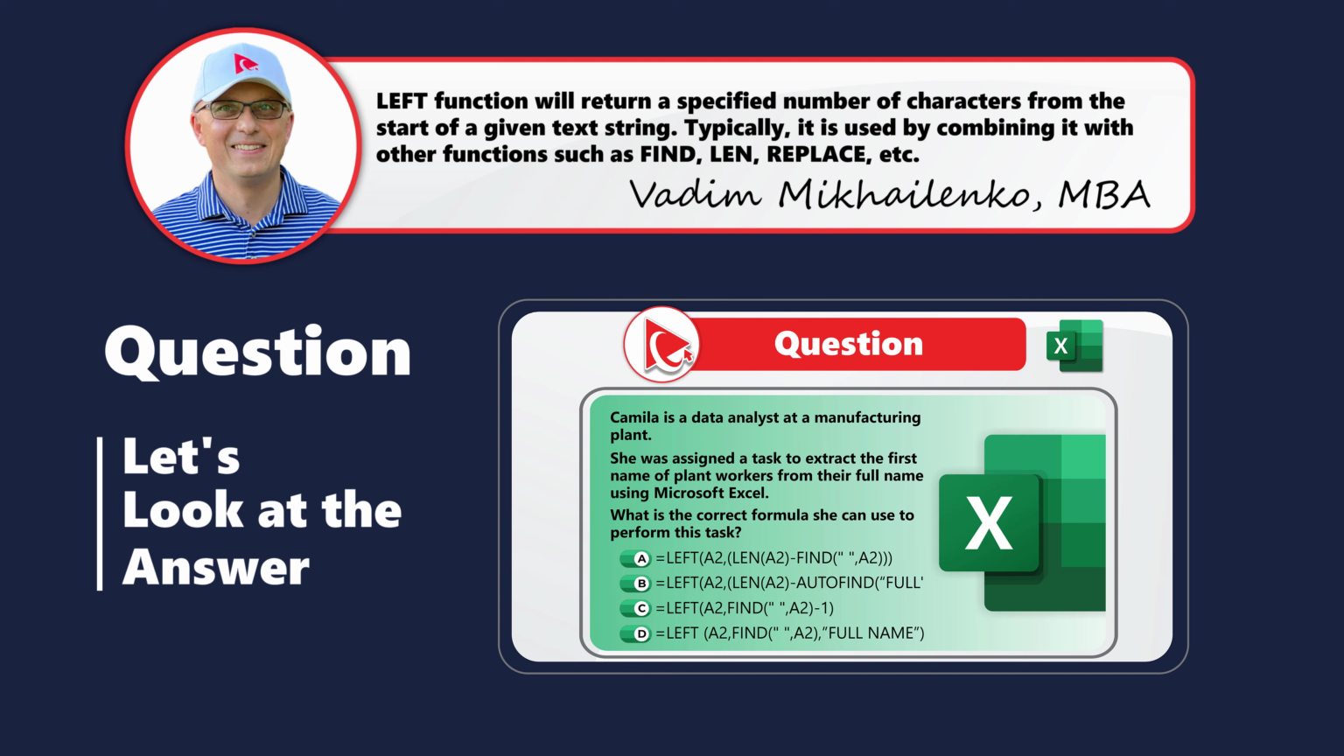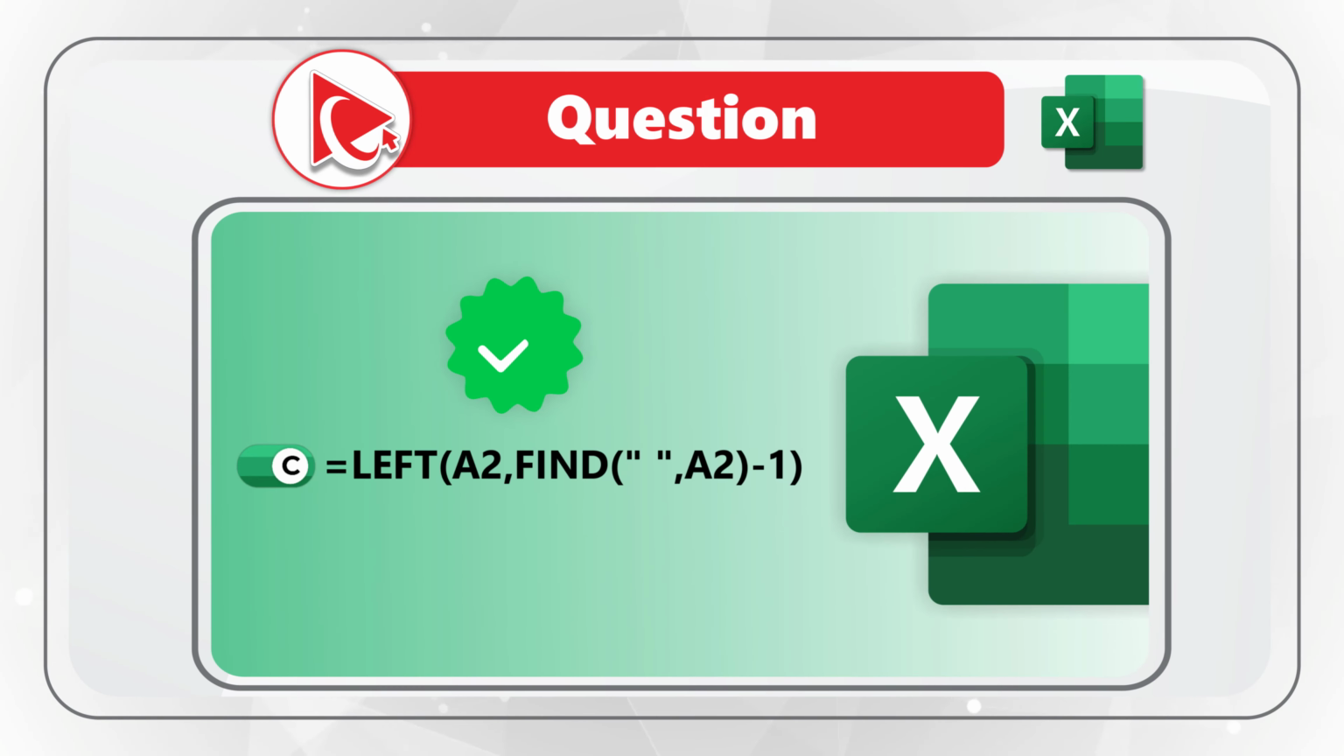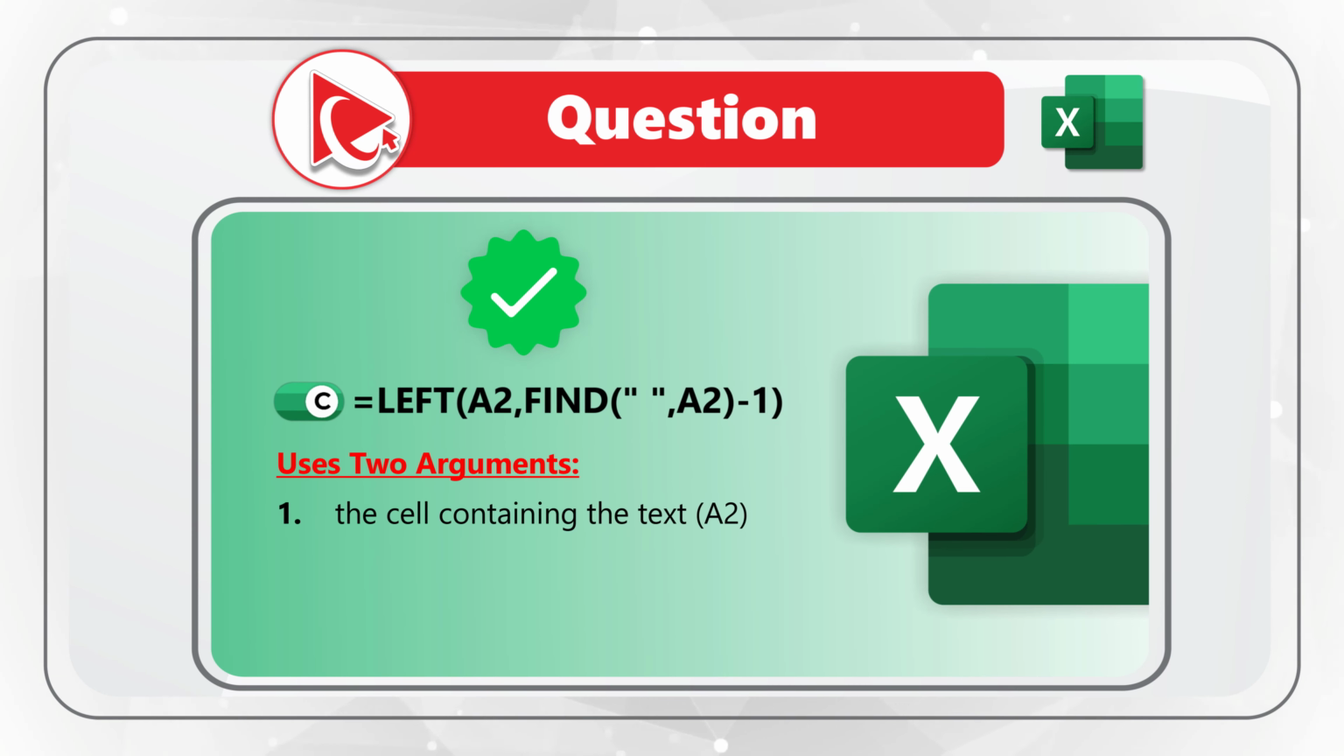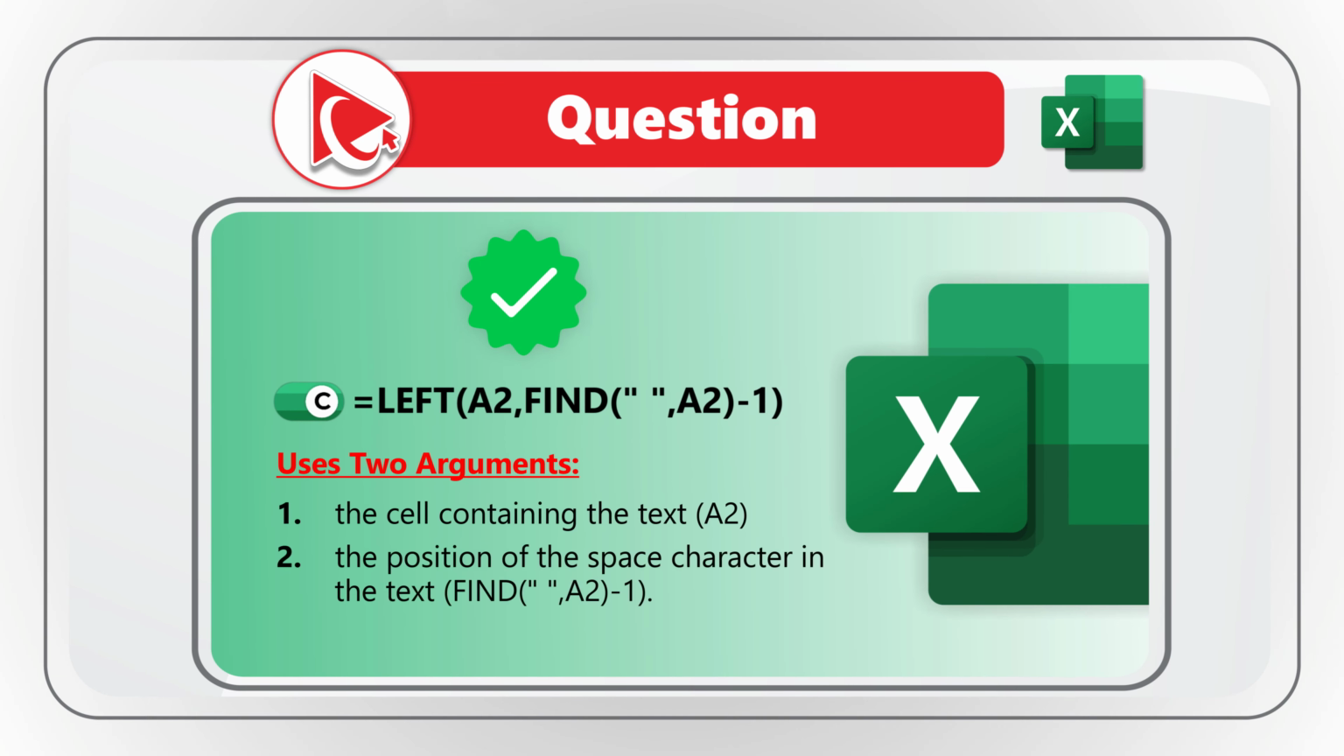As you might have guessed, the correct choice is choice C. It uses the LEFT function and provides two arguments. First argument would be value of cell A2, and second argument would be the FIND function, which supplies a space, as well as argument A2, minus 1.